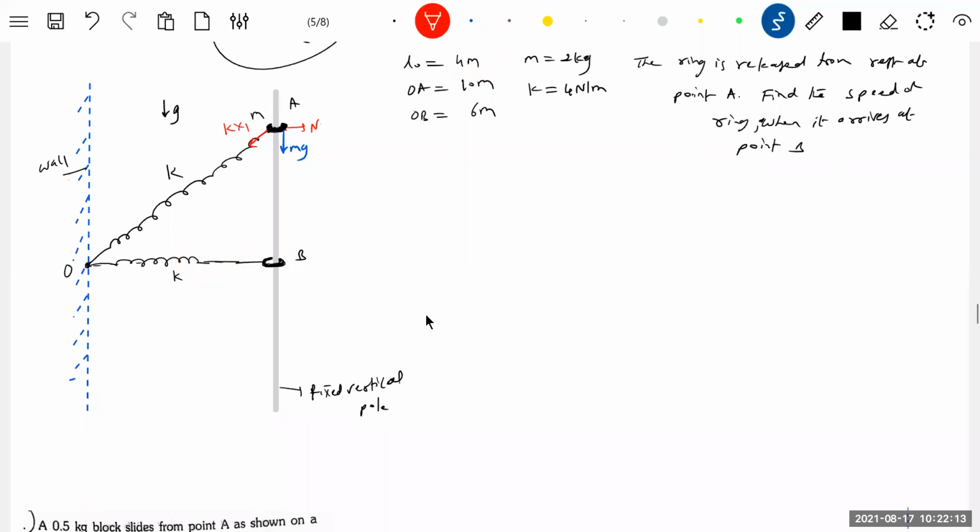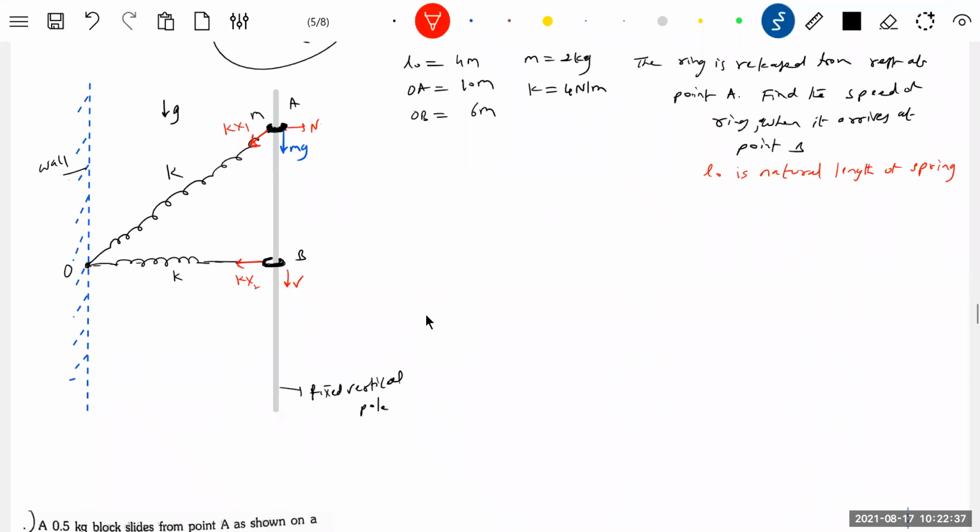I'll write here: L naught is the natural length of the spring. So what is the state of the spring? The spring will be elongated, so the ring will have a velocity v here. We are very good in kinematics, no? So what shall we do? We will take off our kinematics here.